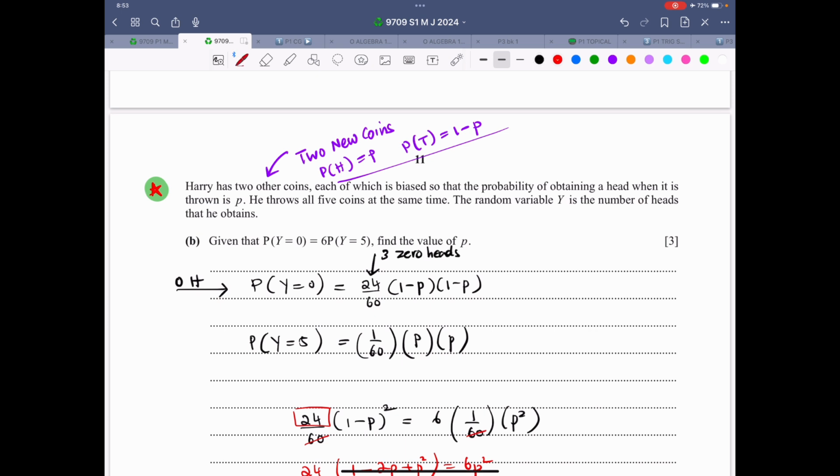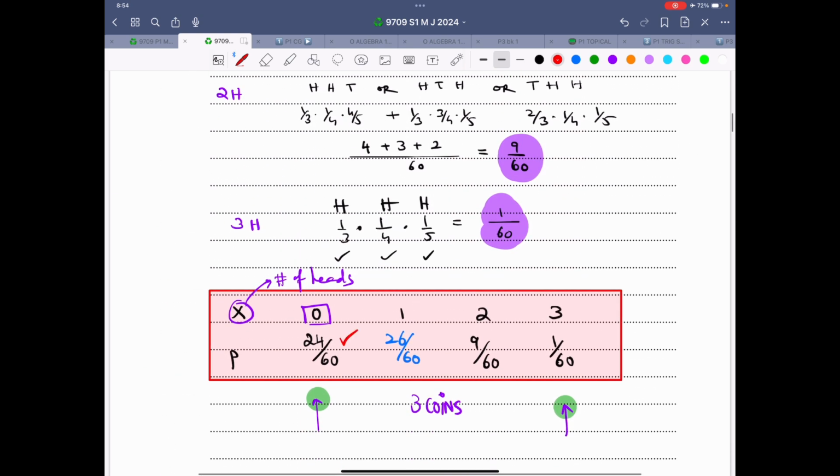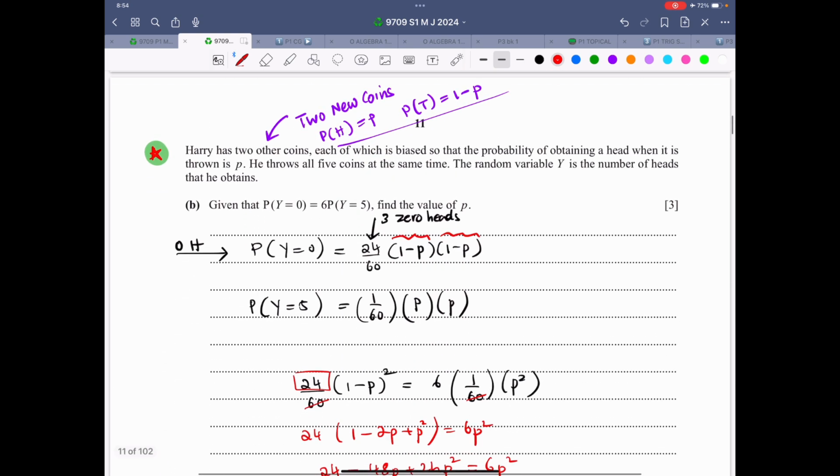And then this is new, 1 head, 2 heads. So 24 over 60, that is from here, that is for 3 coins, 0 heads, and then 1 minus P, that is what you get for all 5 coins. So this is for 5 coins now. And then it says Y equals 5. So what is Y equals 5? Y equals 5 is about 5 heads.